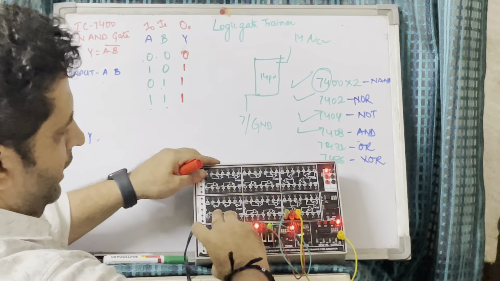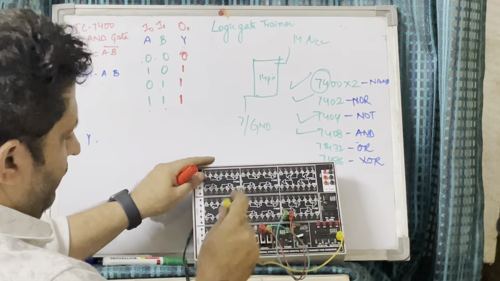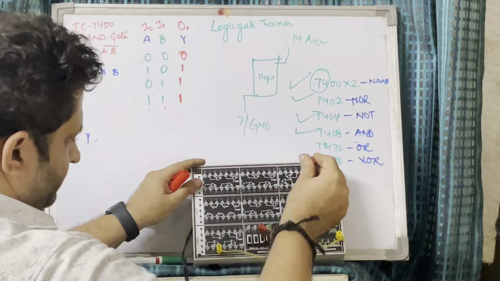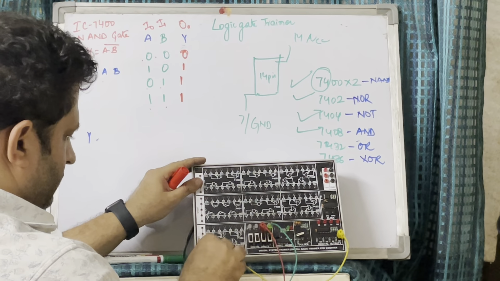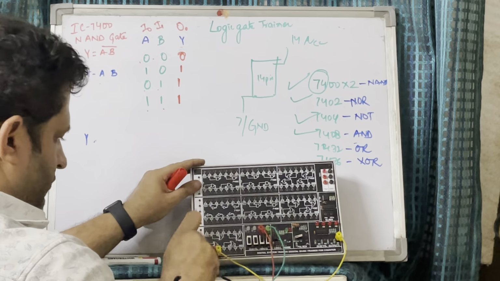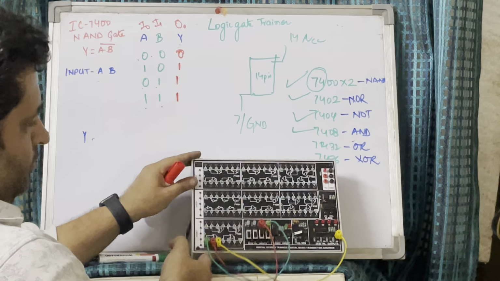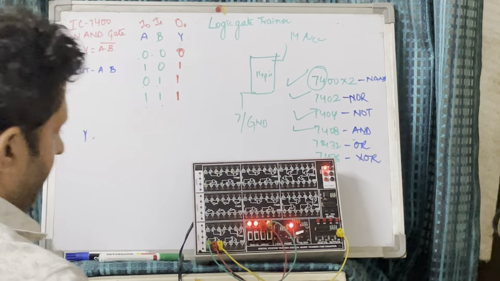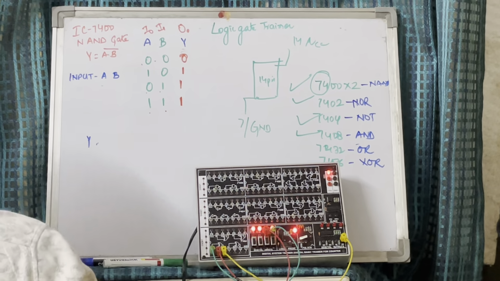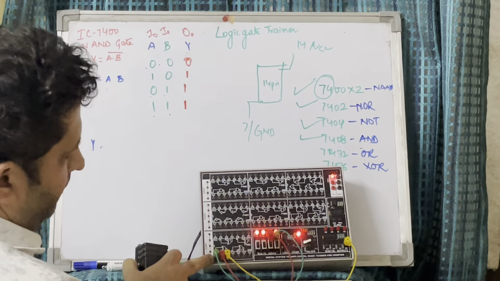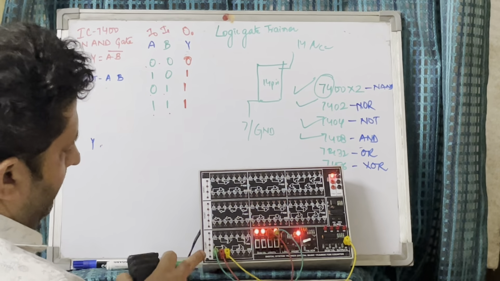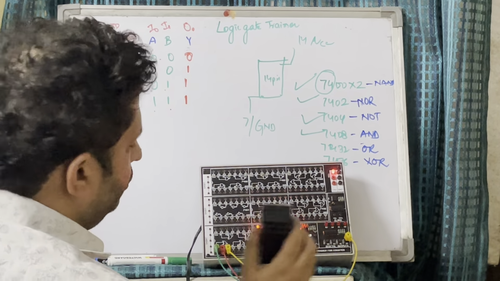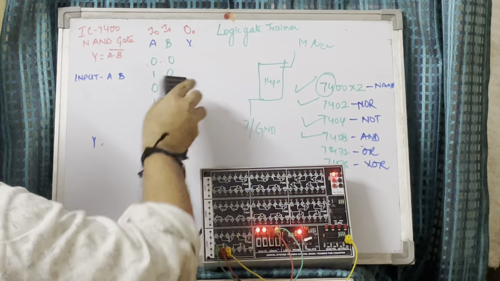Now we are going to do the last connection, the 7486. This is a XOR gate. So again what I have done is I have connected pin number 1 to I0, pin number 2 to I1, and the output to O0. Now we will see the result.